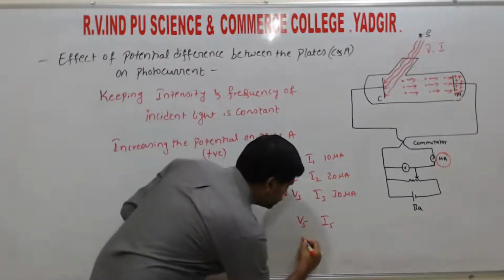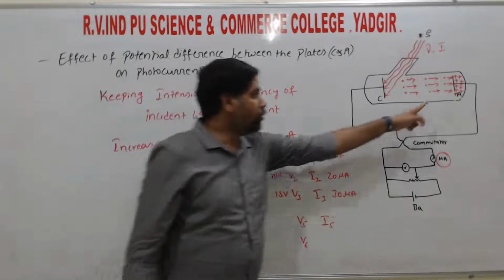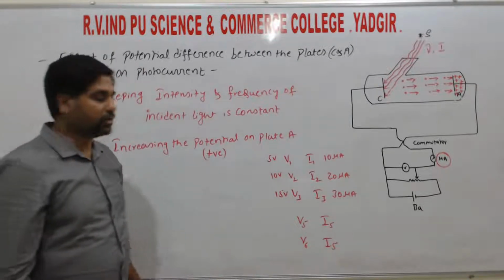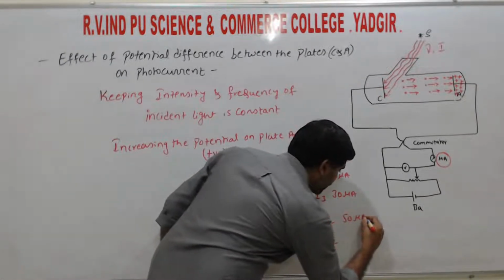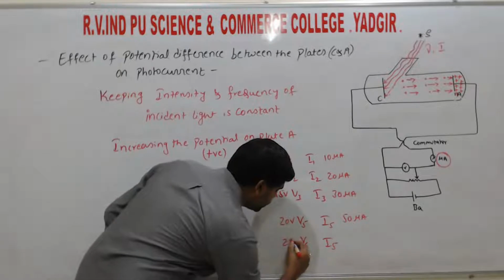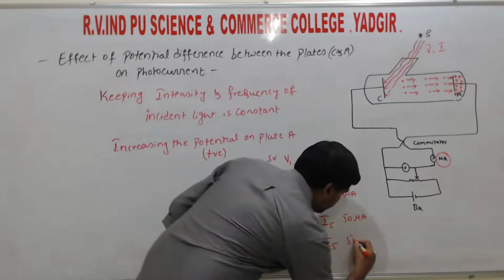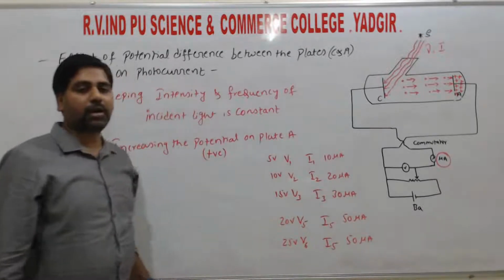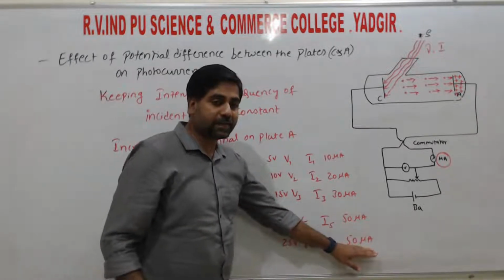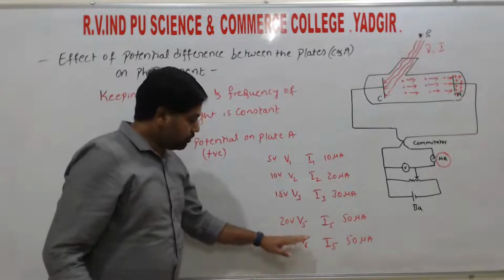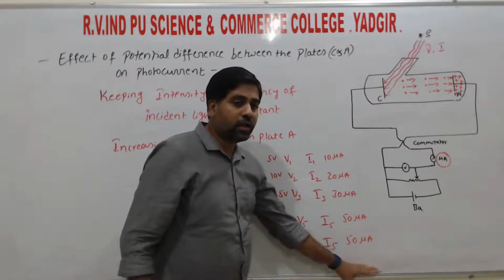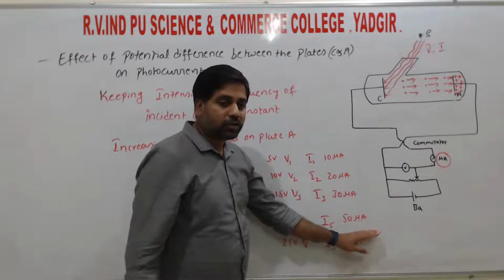If we further increase the potential, that is V6 on plate A, then we get the current I5 only. For example, here we are getting 50 microamperes for 20 volts. Then if we increase the potential to 25 volts, we are getting the same current. This means that the maximum current we are getting, that is, the current is saturated. If we further increase the voltage, we get only the maximum current. The current will not go on increasing. So this current we call saturation current.